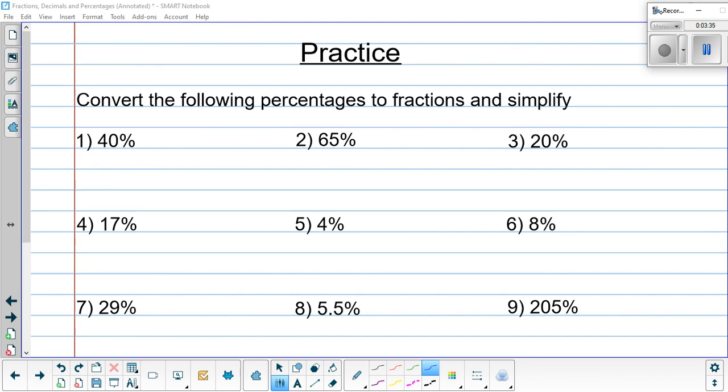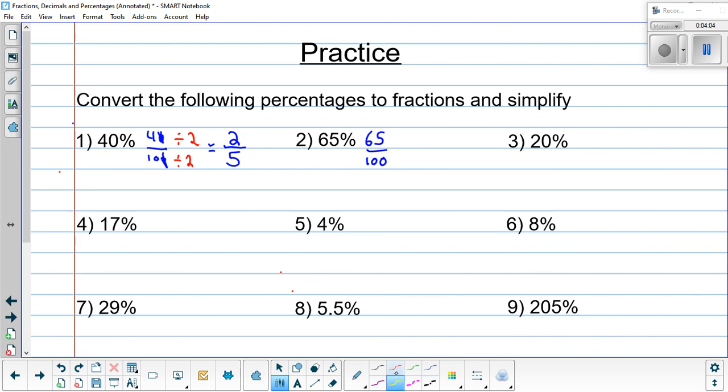Okay, welcome back. So 40%, we are going to start off by writing 40 over 100. Anytime they both end in 0, we're going to just cross out a 0 in each, and then we have 4 over 10, which we know we can divide the top and bottom by 2, and we'll find we get 2 over 5.